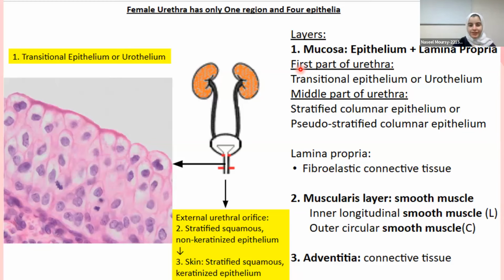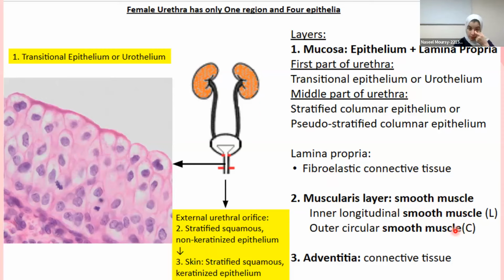Yeah, okay. All right. So this is the epithelium of the urethra. Obviously the urethra has muscles around it, so you have the muscularis layer. We're going from inside to outside now. The muscularis layer has smooth muscles, inner longitudinal, outer circular.